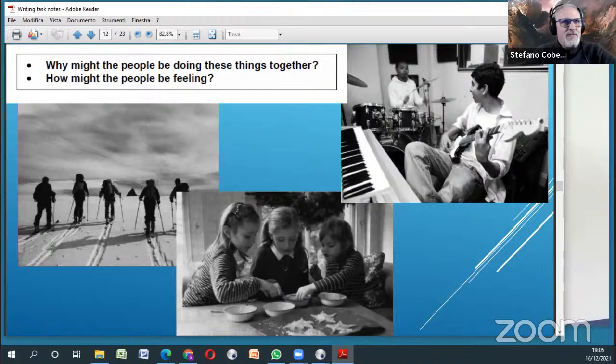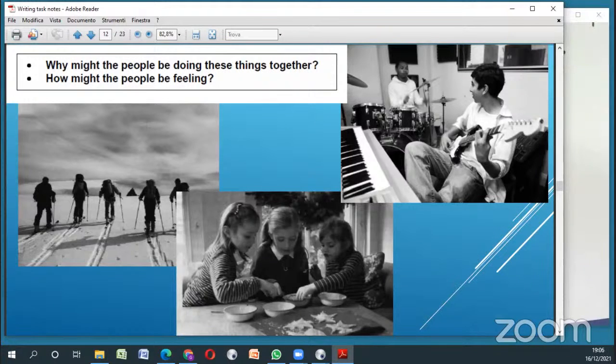So why might the people be doing these things together, and how might the people be feeling? Okay, now this is maybe a little bit more, well, it's obviously going to be quite subjective, but I'll give you a couple of minutes to think about these photos as well. Okay, so just before 10 past, I'll catch up with you again.